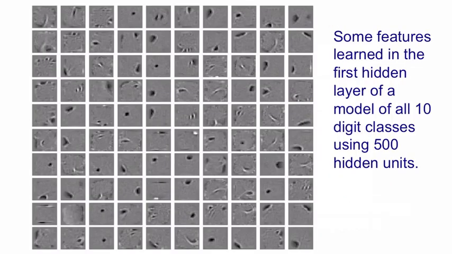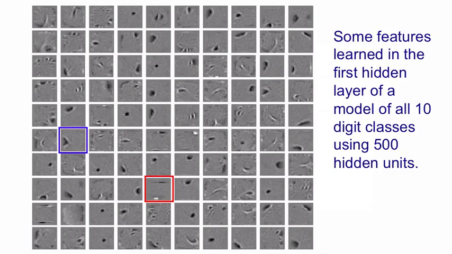So here are some feature detectors that were learned in the first hidden layer of a model that uses 500 hidden units to model all 10 digit classes, and this model has been trained for a long time with contrastive divergence. It has a big variety of feature detectors. If you look at the one in the blue box, that's obviously going to be useful for detecting things like 8s. If you look at the one in the red box, it's a curious kind of feature. It's not what you expect to see.